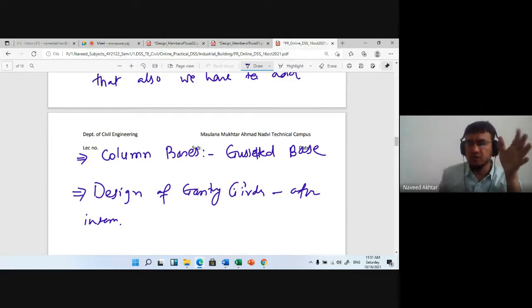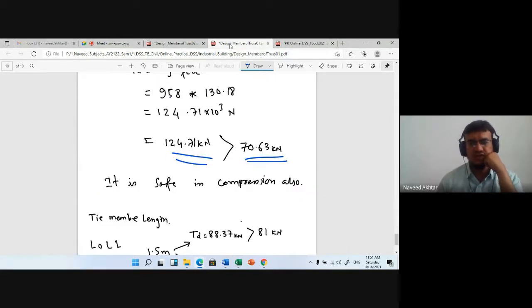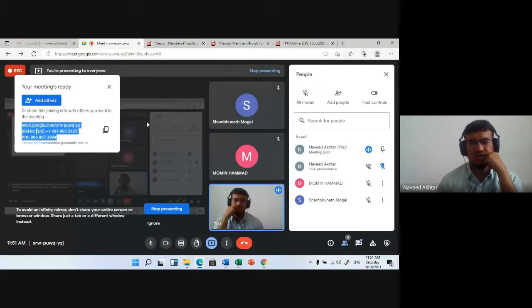And after the design of the column, you have to design the gusseted base also for your industrial building. And then your industrial building will finish. Only the remaining part will be the gantry girder design. Okay, so we will stop here. If you have any query, you can ask me. Otherwise, we will stop.